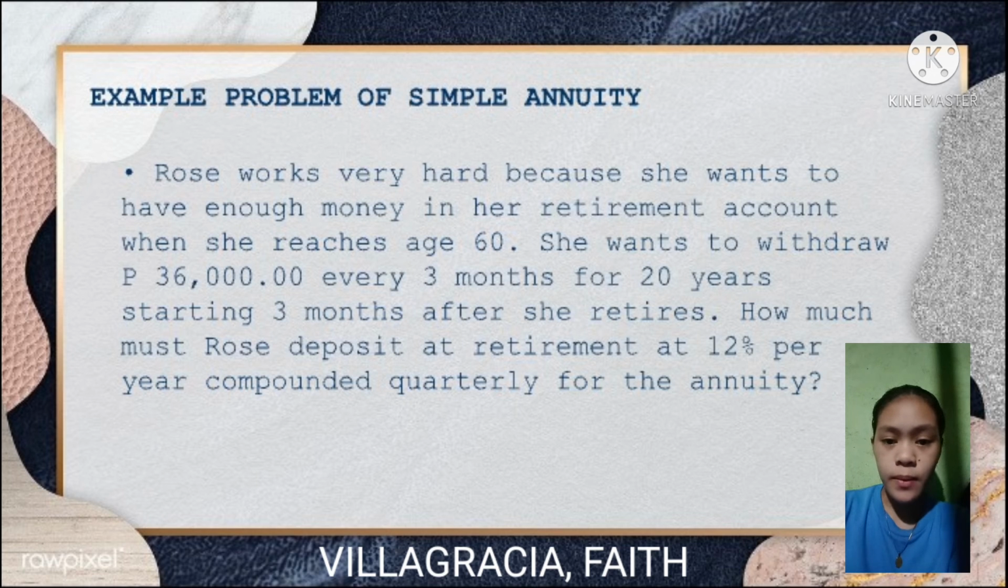Here's the example problem of simple annuity according to payment interval and interest period. Rose works very hard because she wants to have enough money in her retirement account when she reaches age 60. She wants to withdraw 36,000 pesos every 3 months for 20 years starting 3 months after she retires. How much must Rose deposit at retirement at 12% per year compounded quarterly for the annuity?